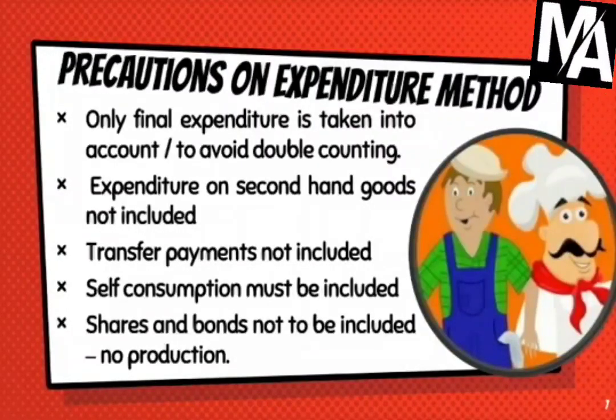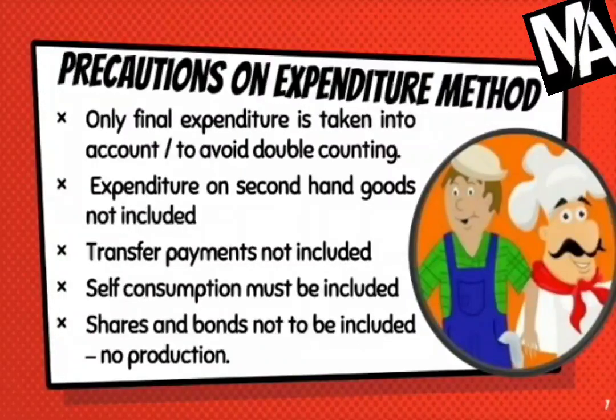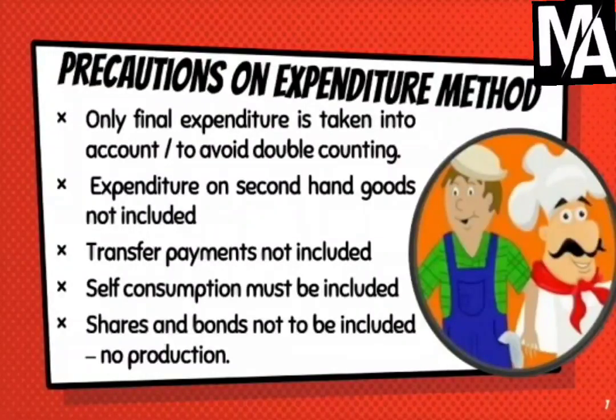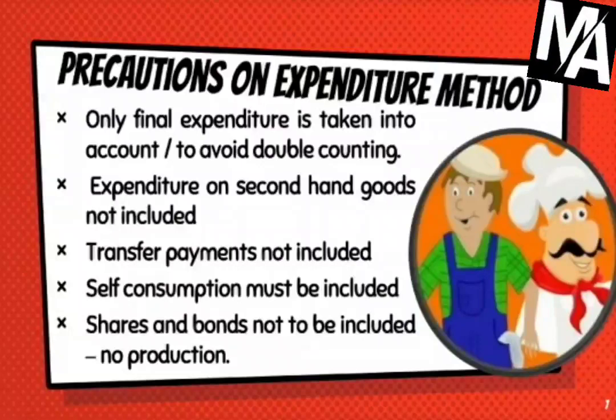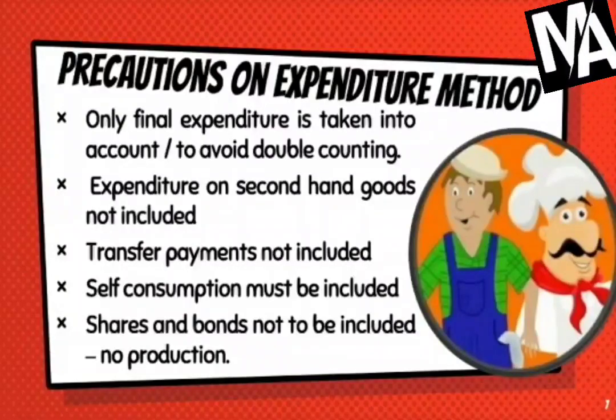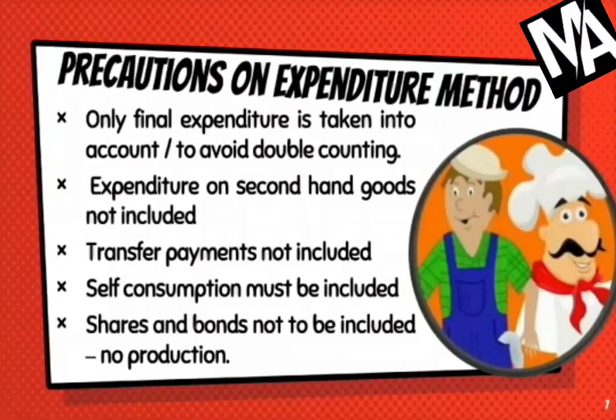The second point is that expenditure on second-hand goods will not be included. Once again, the reason given there is to avoid double counting. Already a person has spent on purchasing it first hand, that is being resold second hand, and so that value is being counted twice. So therefore, only the first-hand expenditure on the final goods and services will be considered. Second-hand goods expenditure will not be considered.